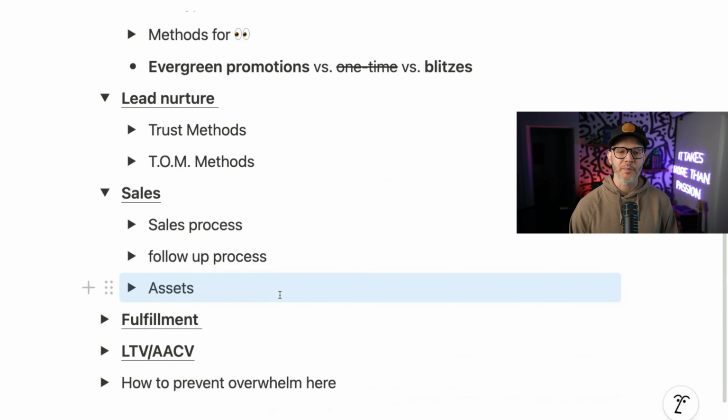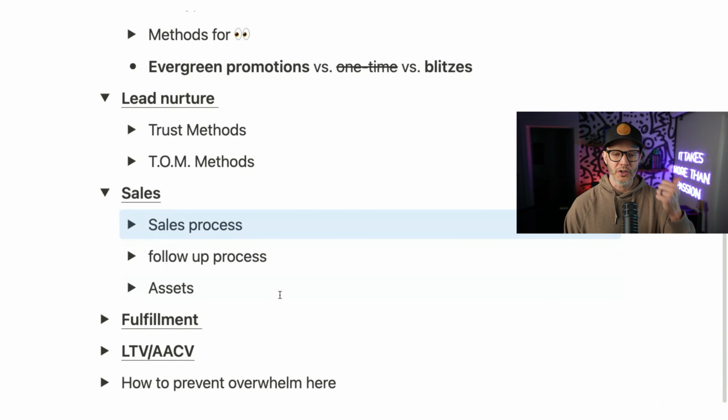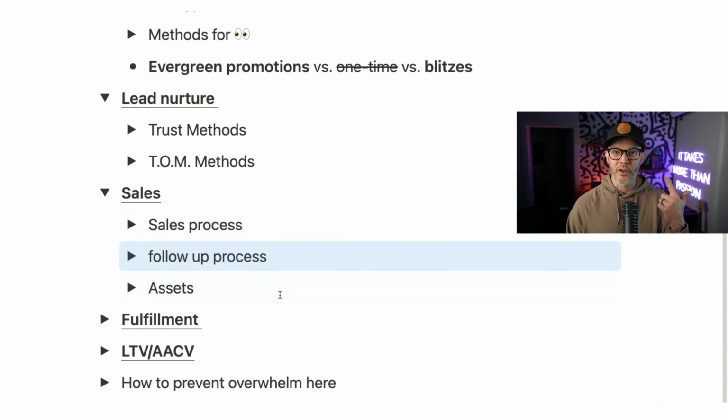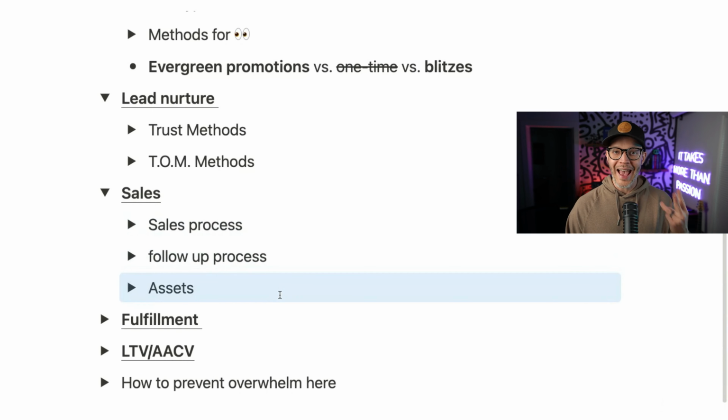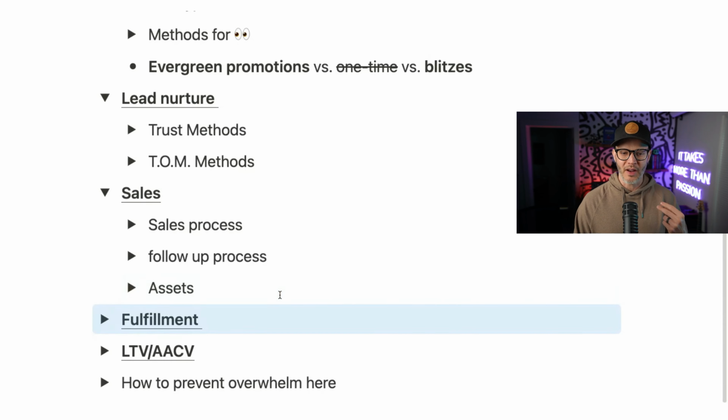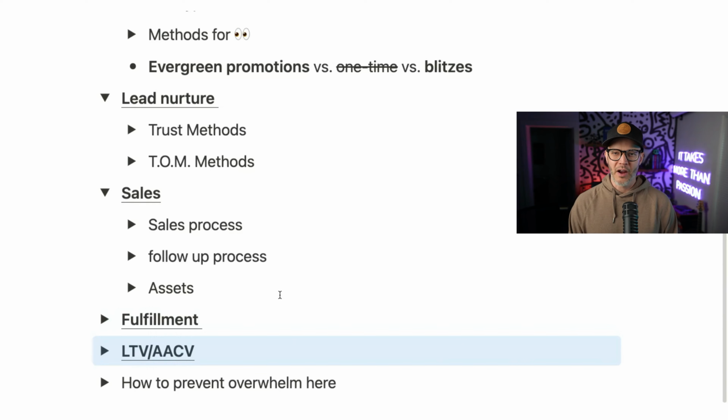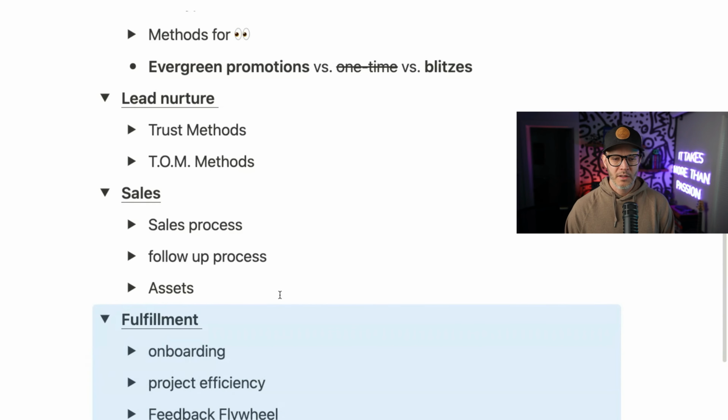So that's the sales building block. Questions to ask yourself here are, do you have a good sales process in place? Do you have a good follow-up process in place? And do you have all the assets needed in order to close people properly? We've got two more to go here. We've got fulfillment, which I don't talk about a ton on the show, but it's still worth talking about because fulfillment can vary wildly from person to person. And I tend to talk more client acquisition here. And then we've got lifetime value or average annual client value to talk through. So let's talk through fulfillment.